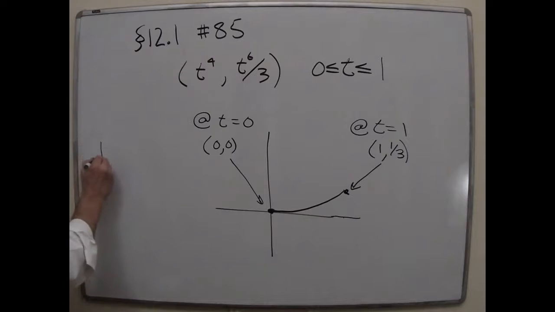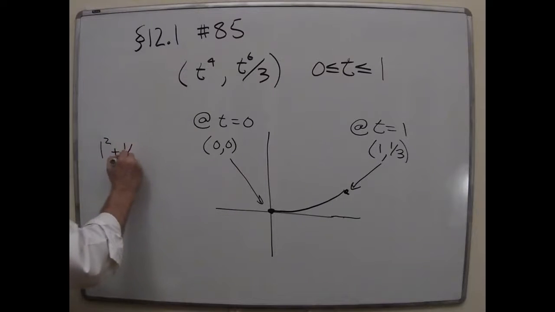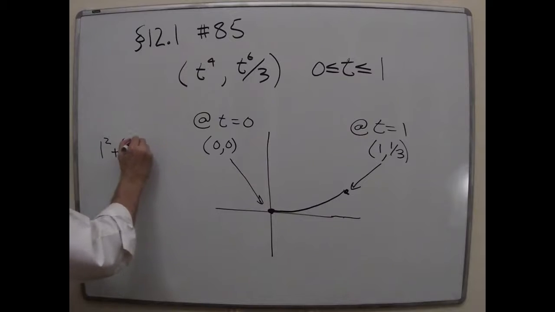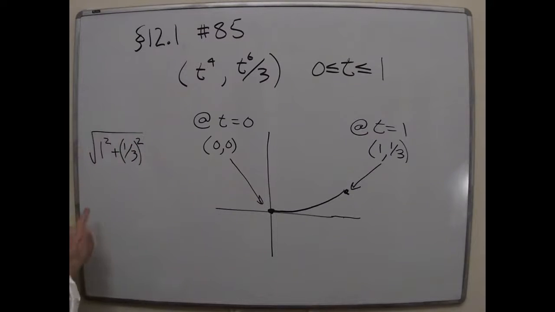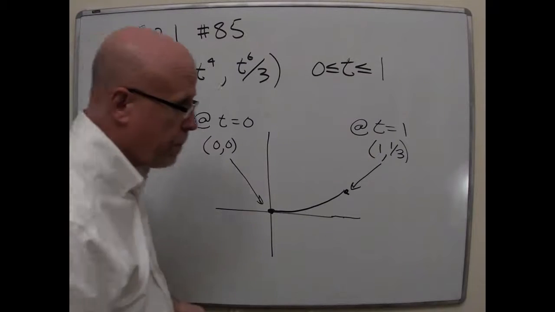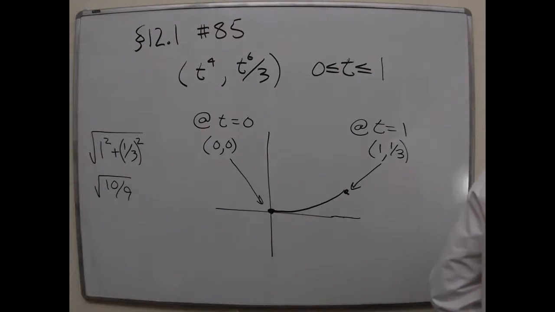That would be the square root of 1 squared plus 1/3 squared. And that is the square root of 10/9. I probably should get out the calculator and find out, but it's just a smidge more than 1, not a very big number.